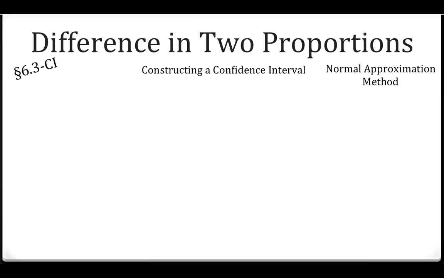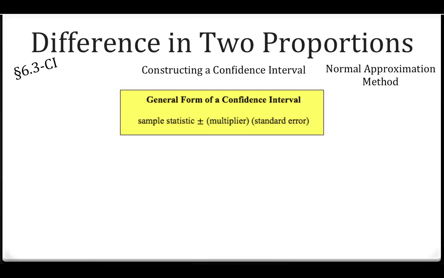In terms of formulas, I'm just going to show you the formulas that are associated with the normal approximation method. This is the general form of a confidence interval that you've been working with for a few weeks now. We can apply this for the difference in two proportions as well. Now, our sample statistic is the difference in the two sample proportions. So the proportion of group 1 minus the proportion of group 2.